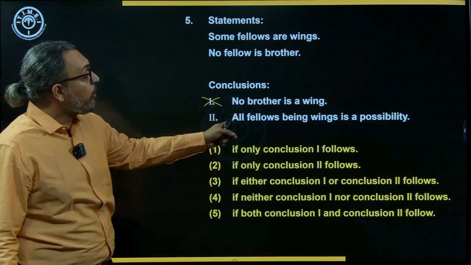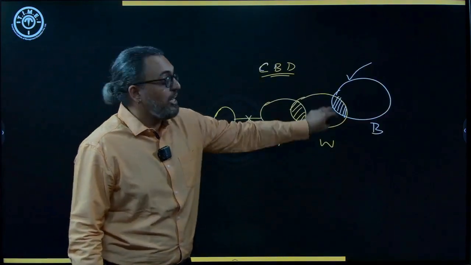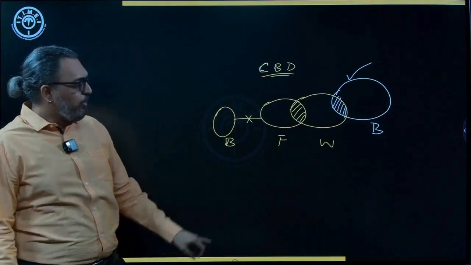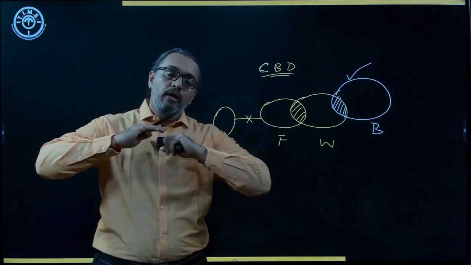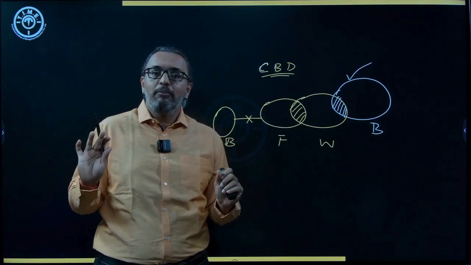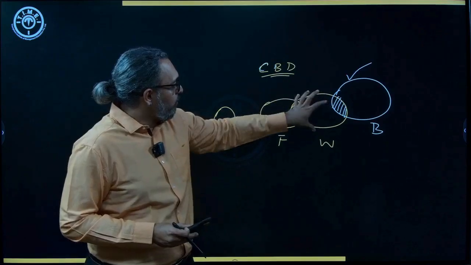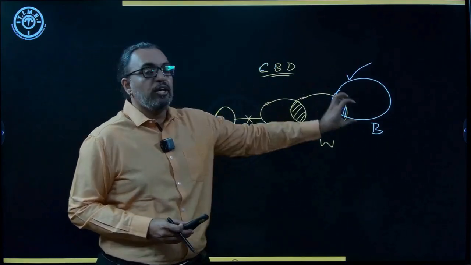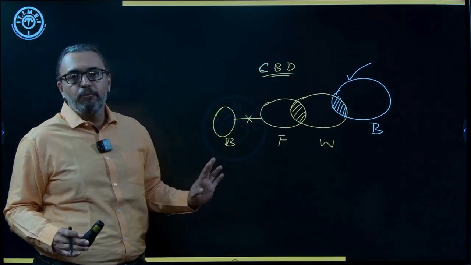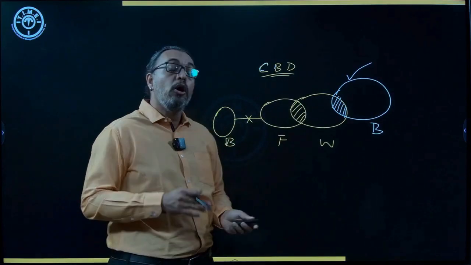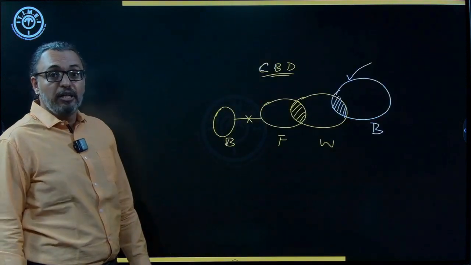Then the second one, all fellows being wings is a possibility. Can I take all the fellows inside wings? Yes, you can. Because some means what? There should be some overlap. However much overlap it can happen, no problem. So there should be overlap between the 2 circles. Either the complete W can go inside F, or the complete F can go inside W. Still there will be overlapping. Correct? So it is not going to be a problem. I can have the complete F inside W. All fellows being wings is a possibility. Yes, it is definitely possible.